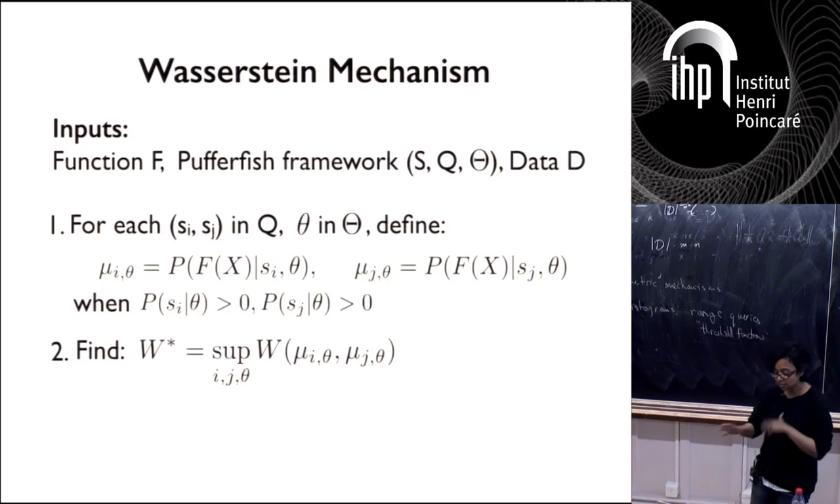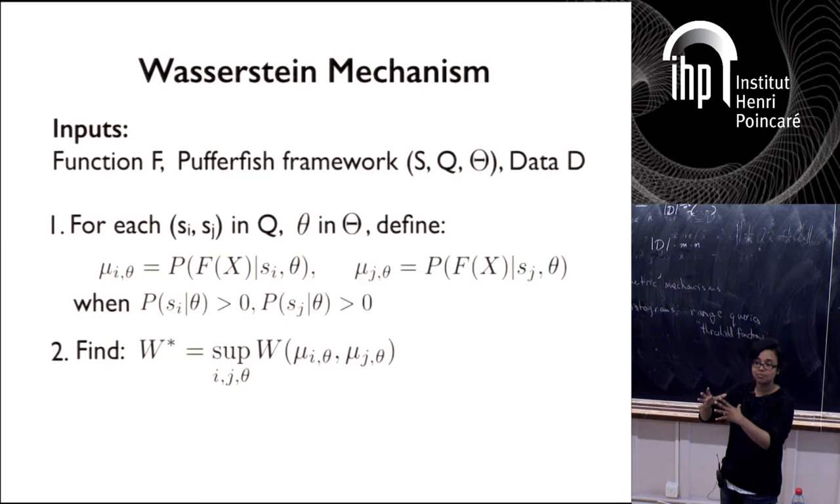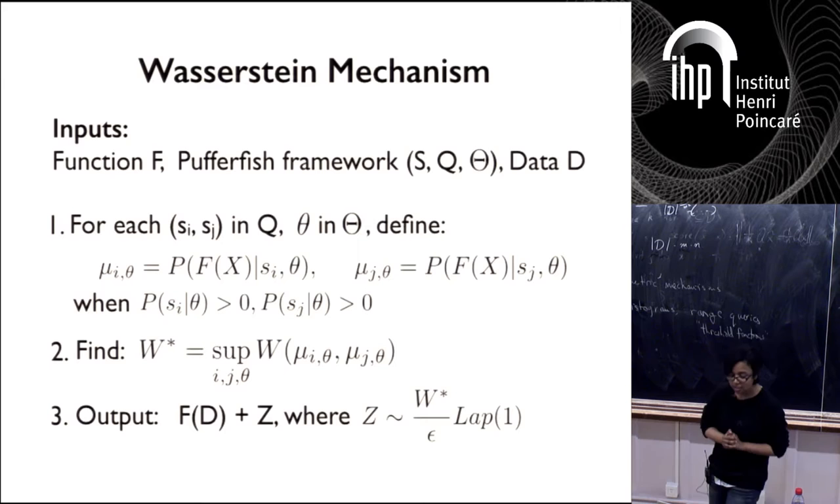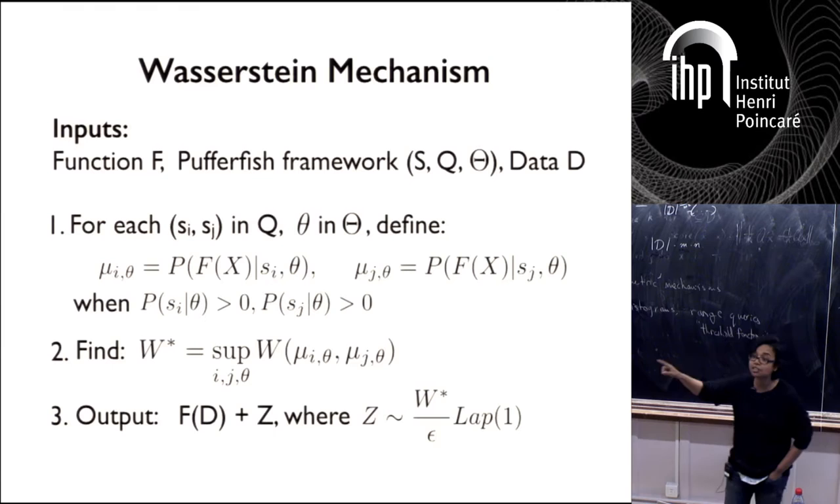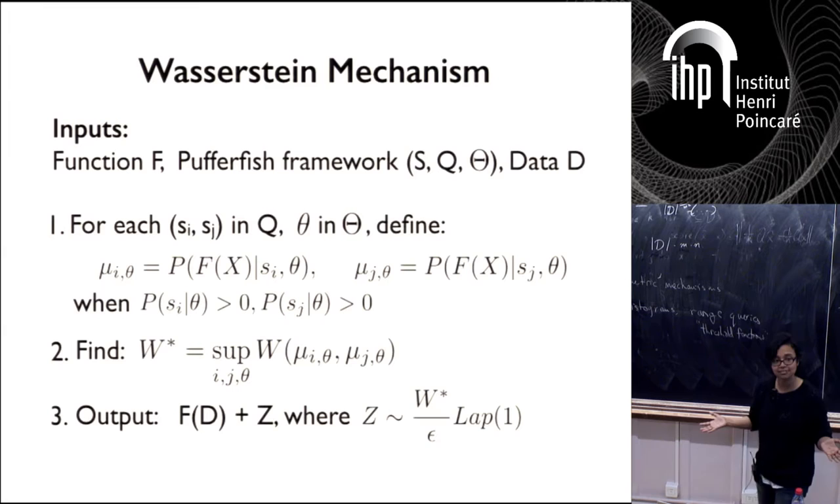You calculate the infinity Wasserstein distance between each such pair and look at the maximum that you get, right? And that is your W star. And then you add Laplace noise with this parameter W star over epsilon, right? And it turns out that if you look at what happens with differential privacy, this will reduce to the global sensitivity mechanism. So this is a generalization of the global sensitivity mechanism in the pufferfish case.